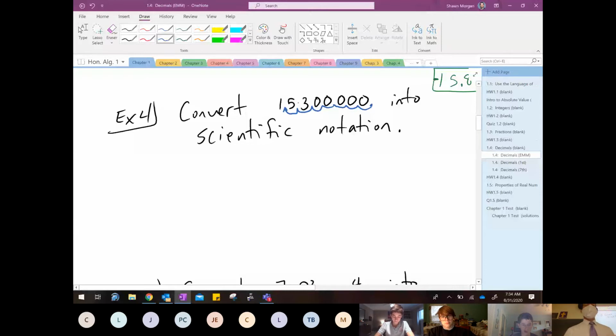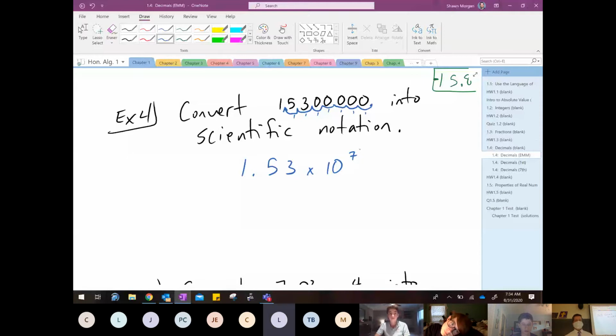So how many spots did I have to move that? 7. Okay, so you count the spots: 1, 2, 3, 4, 5, 6, 7. And that's what you're going to say times 10 to the power of 7. Now you say, well, wait a minute, what? 10, we work in a base 10 system. So 10 to the power of 7 means I would be multiplying 1.53 times, I think it's maybe 10 million, if I'm not mistaken. And that would therefore move the decimal back over to the right.